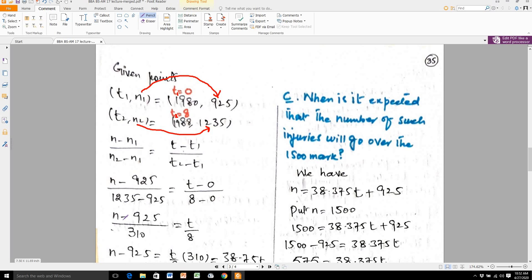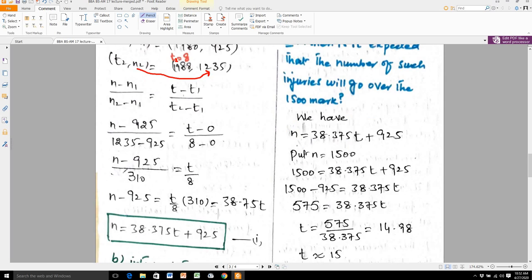So when you simplify this, you get n minus 925 divided by 310 is equal to t by 8. When you take a cross multiplication, you get n minus 925 is equal to t by 8 into 310. When you multiply and simplify this, you get 38.75 t. So when you take this 925 to the right, the equation gets the form n is equal to 38.375 t plus 925.